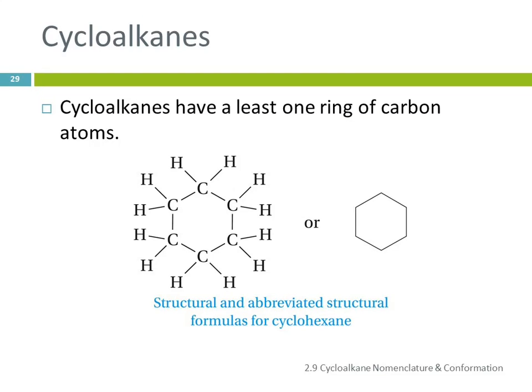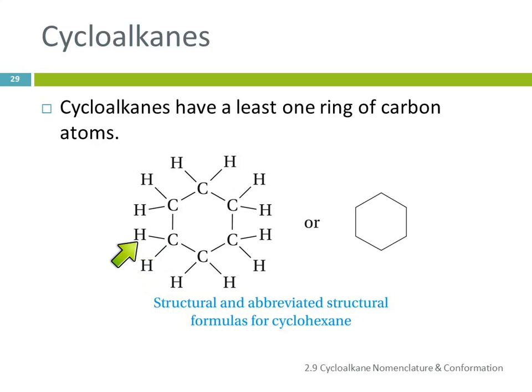Those cycloalkanes. Cyclo should make us think of circles. Cycloalkanes have at least one ring of carbon atoms, and we kind of mentioned these before. So this is cyclohexane. 6 carbons, and all 6 of those carbons are in the ring. So we have 6 carbons playing Ring Around the Rosie.